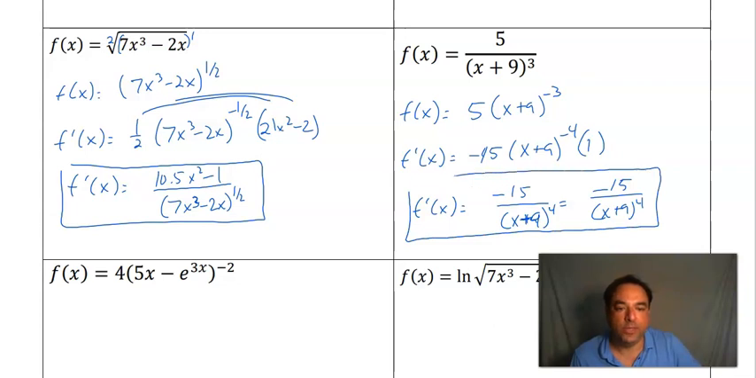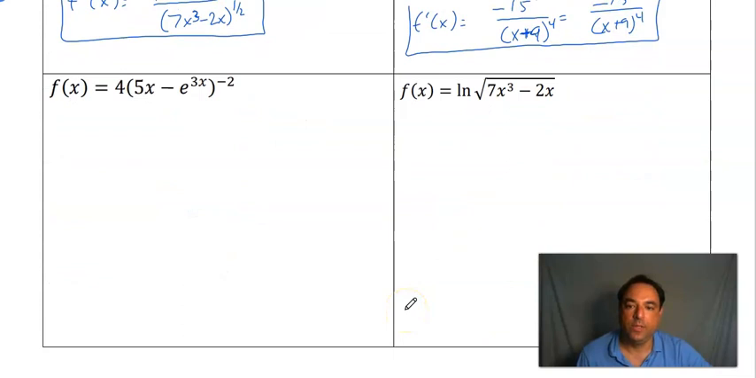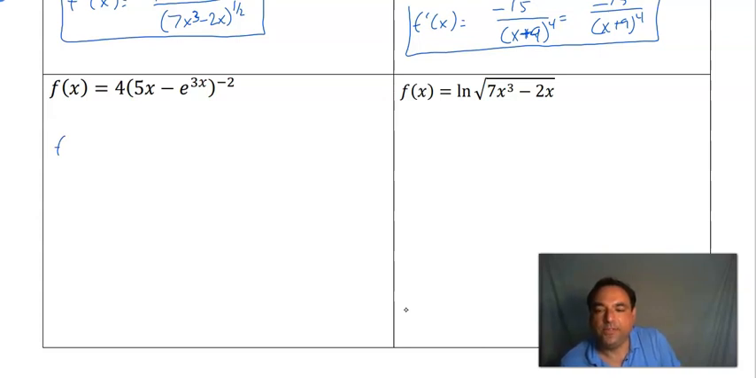And the next two, we're kind of combining and adding some special cases there. So again, the first one doesn't need to be rewritten, so we're okay there. So if we had 4 times 5x minus e to the 3x raised to the negative 2, to take the derivative, the negative 2 would go to the front. Negative 2 times 4 is negative 8. Inside stays the same, 5x minus e to the 3x.